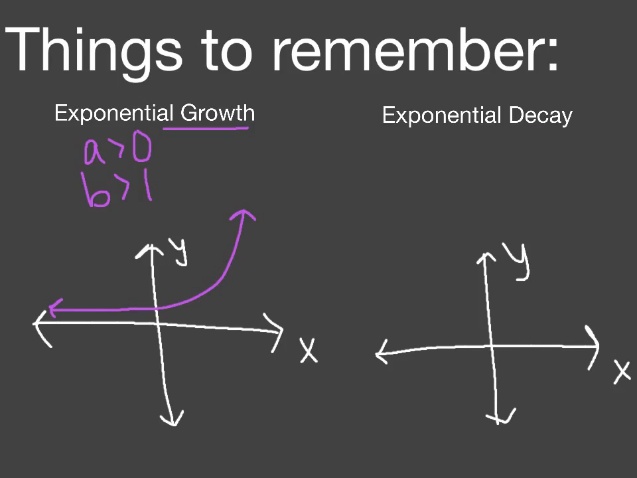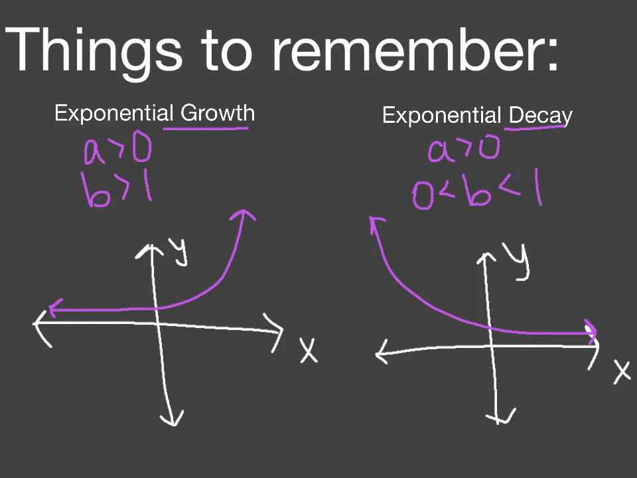Our second case is exponential decay, which is the opposite. We're going to start big and get small. But again, we're never going beneath the x-axis, and that's because our starting value is going to be greater than 0. But since this is a decay, our common ratio, or our b value, is going to be between 0 and 1.